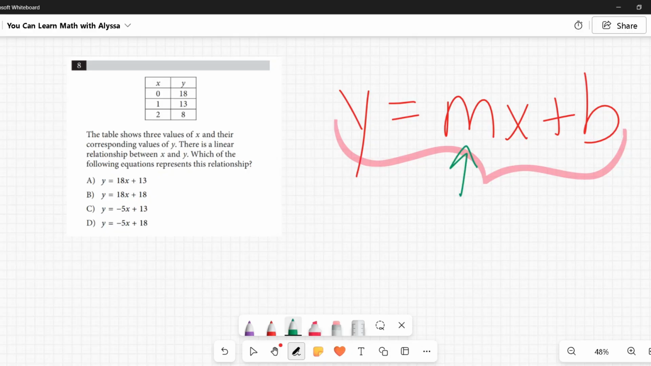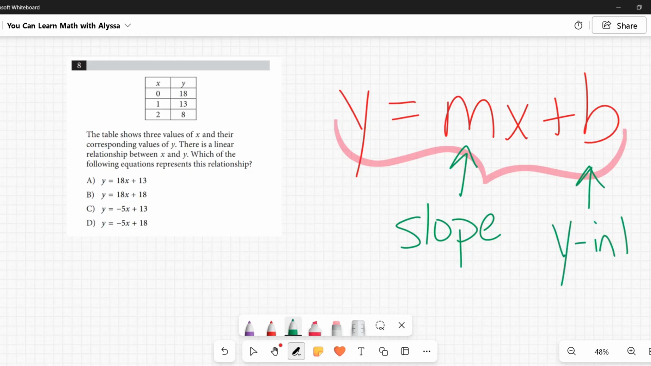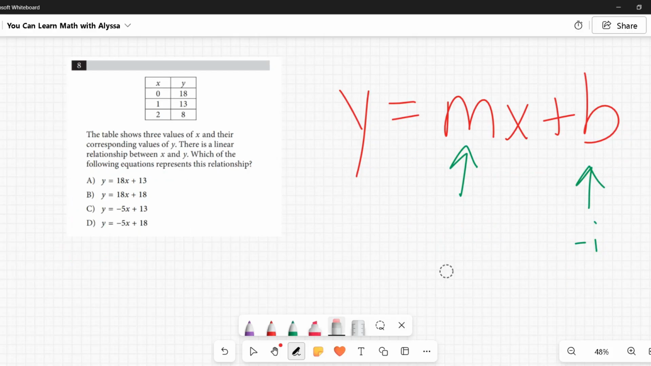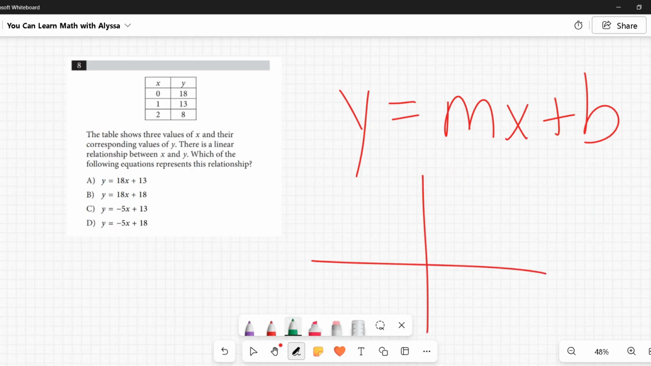It's called that because the m here is going to be just a number, and that number will be your slope. The b is also a number, and that's going to be your y-intercept. And if you look at our answers, all 4 of them are in this format. Y equals, and then everything else is on the right-hand side. So what they're telling us is we need to figure out what the slope and the y-intercept is for this line.